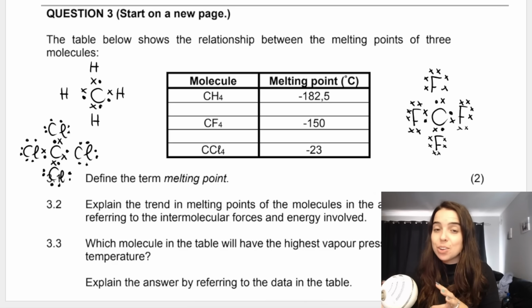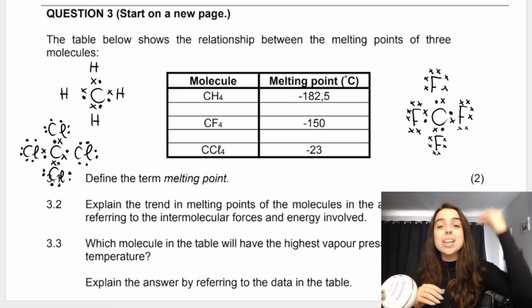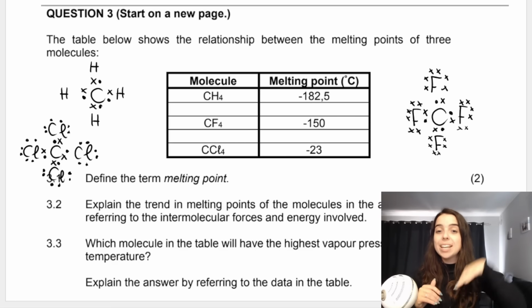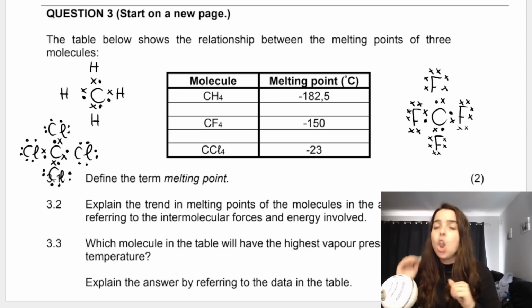So what you do need to know is the stronger the intermolecular forces, the higher the boiling point, the higher the melting point, but the weaker or the lower the vapor pressure. Okay, so higher melting point, higher boiling point, lower vapor pressure. And that is always the case.